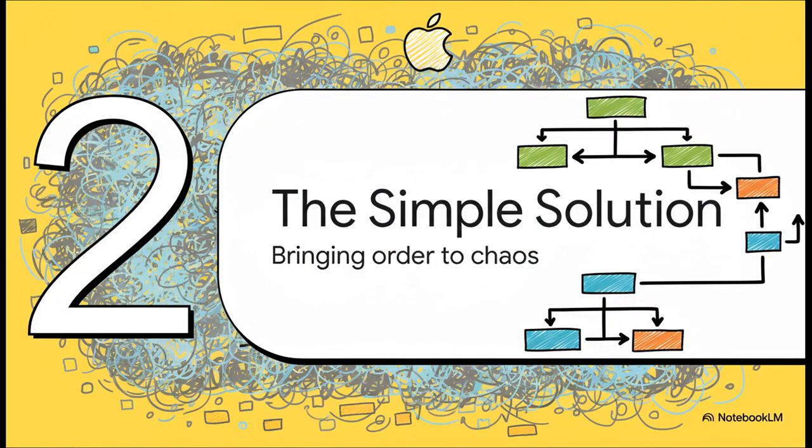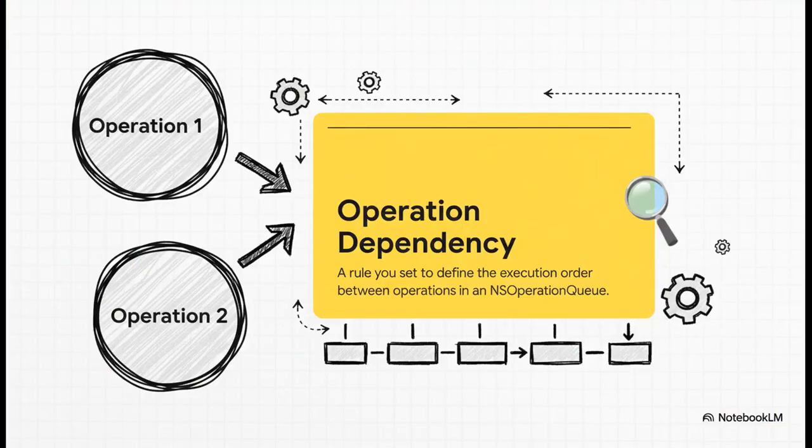So how do we bring some order to all this chaos? Well, it turns out Apple gave us this beautifully simple tool for it: operation dependencies. This is how we tell our code very clearly exactly how it needs to behave. So what is it really? Let's get the official definition straight. An operation dependency is basically a rule you set up between different tasks or operations inside an NSOperationQueue. It's just a formal, clean way to say, hey, this needs to happen before that.